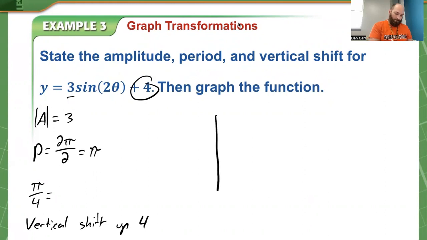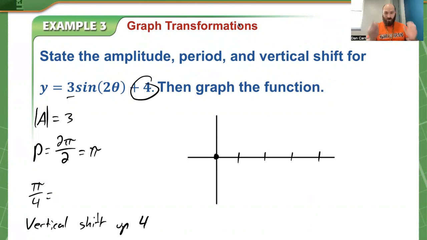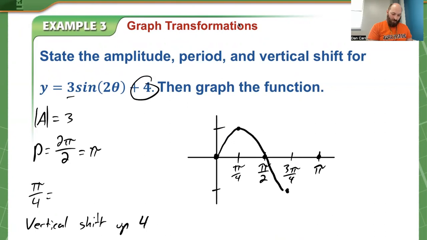Okay, so again, start graphing that. 1, 2, 3, 4 tick marks on there. We're starting at 0, 0 normally. So then this will be pi over 4, 2 pi over 4, which is just pi over 2, 3 pi over 4, and then pi for my complete period here. Go high point, and low point. So we're going to start at 0, 0, high point, cross again, low point, cross there. So here's my normal sine function.